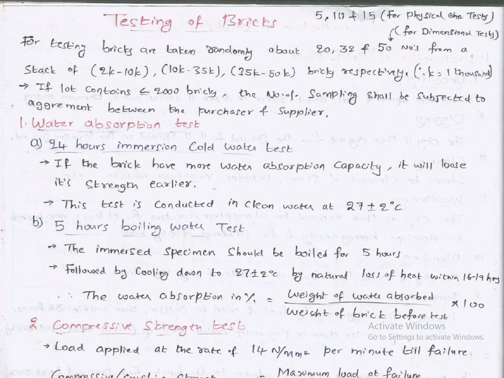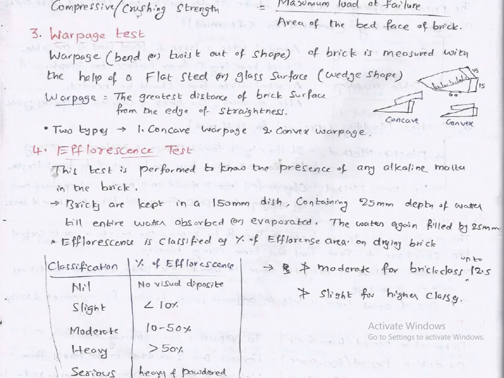Next, warpage test. Warpage, the bend or twist out of the shape of the brick, is measured with the help of a flat steel or glass surface, wedge shaped warpage. It is the greatest distance of the brick surface from the edge of straightness. Two types: concave warpage and convex warpage, as shown in the figure. Try to understand. Moving on.